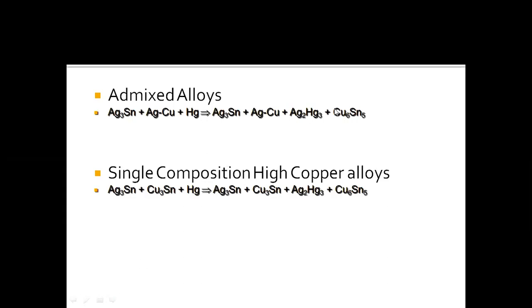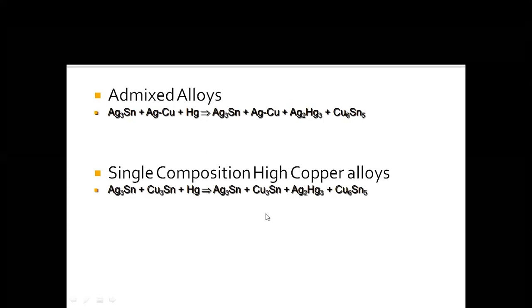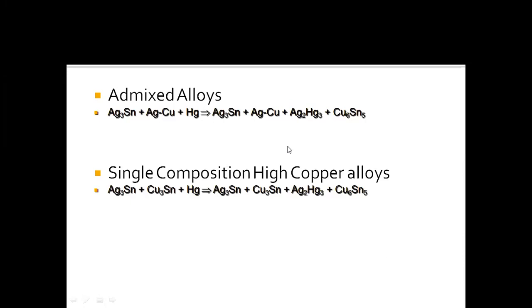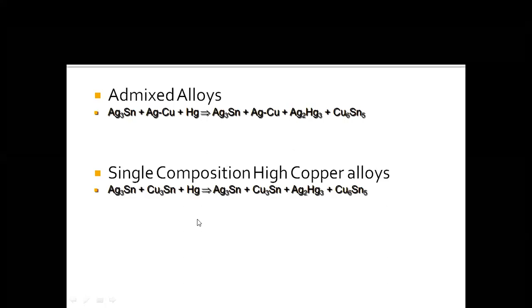Cu6Sn5 is the eta phase, and this is epsilon. These two have more strength compared to your gamma 2 phase. Remember, eta and epsilon both have more strength than gamma 2 phase. Phase transformation is seen with your epsilon phase. In admixed alloys, eta and epsilon have more strength compared to gamma 2 phase. The weakest phase is still the gamma 2 phase. If the question comes and the options are there, you have to remember that.